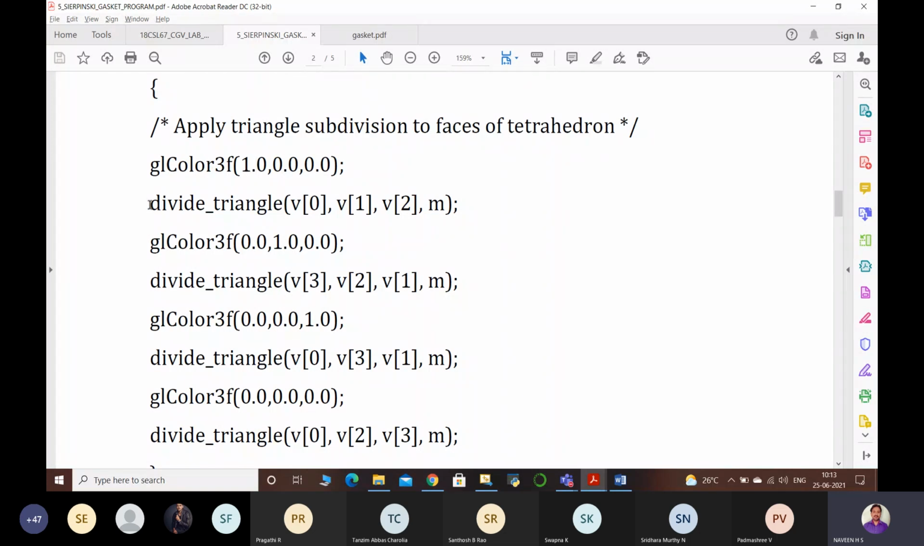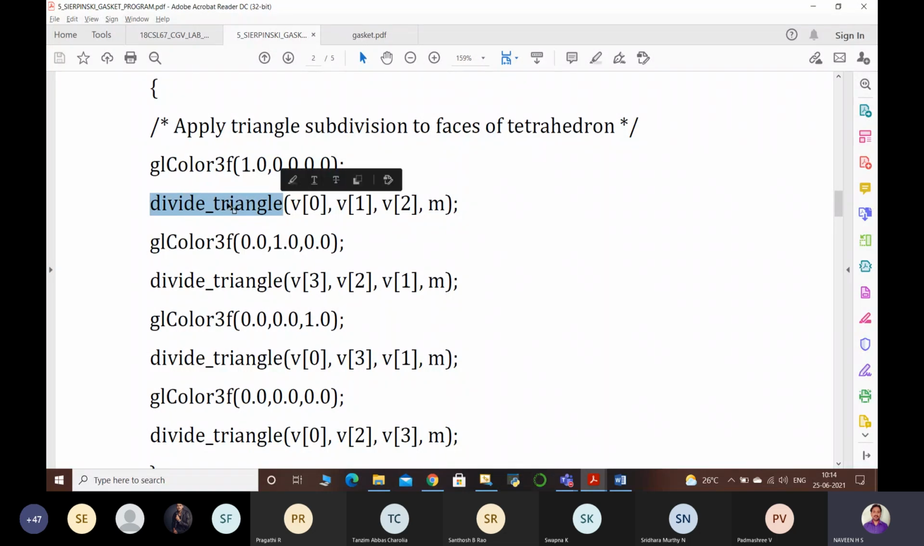Okay, so next I am going to call my function divide triangle. Now what will divide triangle do? v of 0 means the vertex is 1, v of 1 is another vertex, and v of 2 is the third vertex. Using these three vertices, I'm going to pass one more argument, that is m. m is nothing but midpoint. So as I said, I have to consider three vertices, and along with them I also have to pass the midpoint.